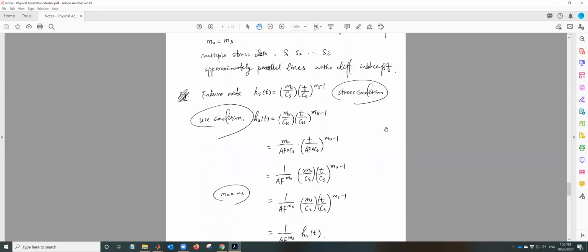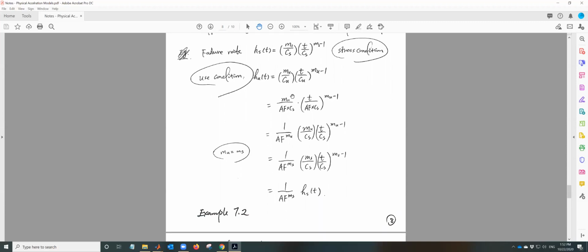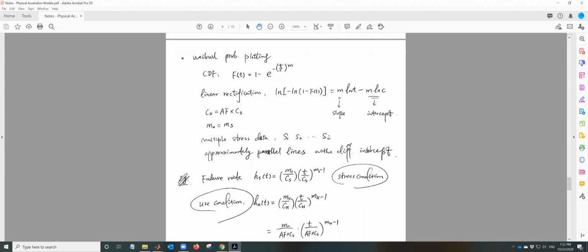So if we look at the failure rate, this is the failure rate at a stress condition, and this is at the use condition. Because Cu equals AF times CS, what we get is HU(T) equals 1 over AF to the power MS times HS(T), and MU equals MS. This is because we derived this before. Am I making sense? This is Weibull probability plotting.